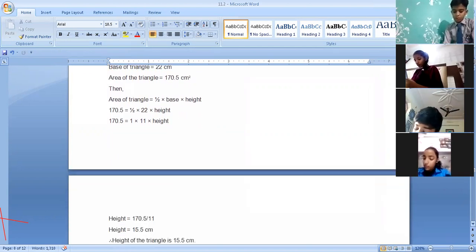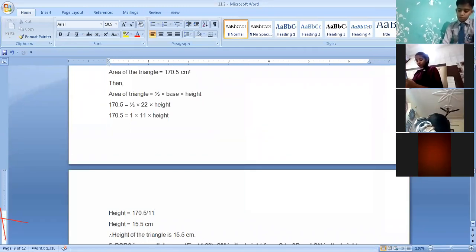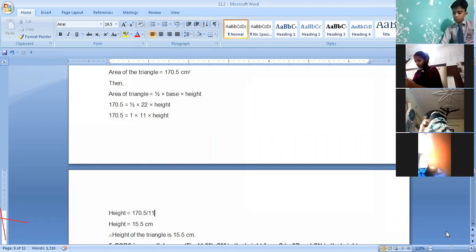So when you will multiply and divide 170.5 with 11, you will be getting 15.5. 15.5 is the third part answer. Clear, children?